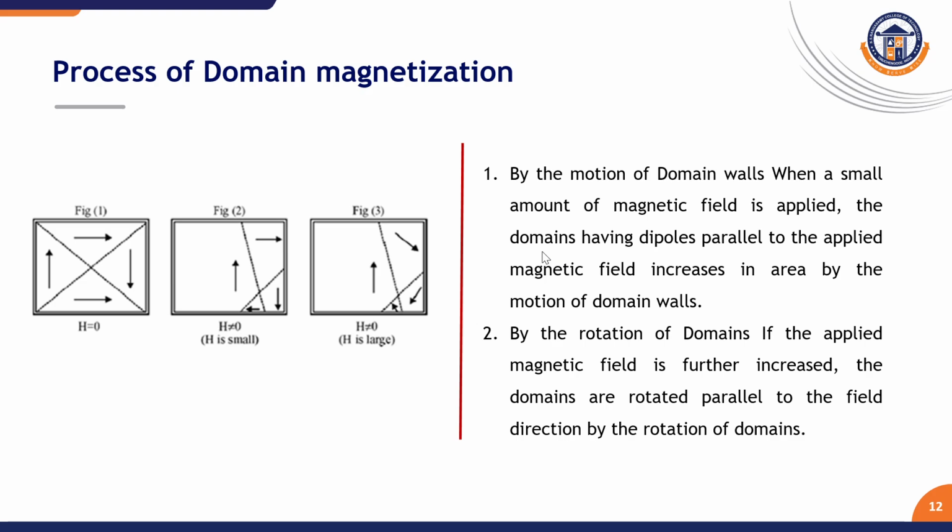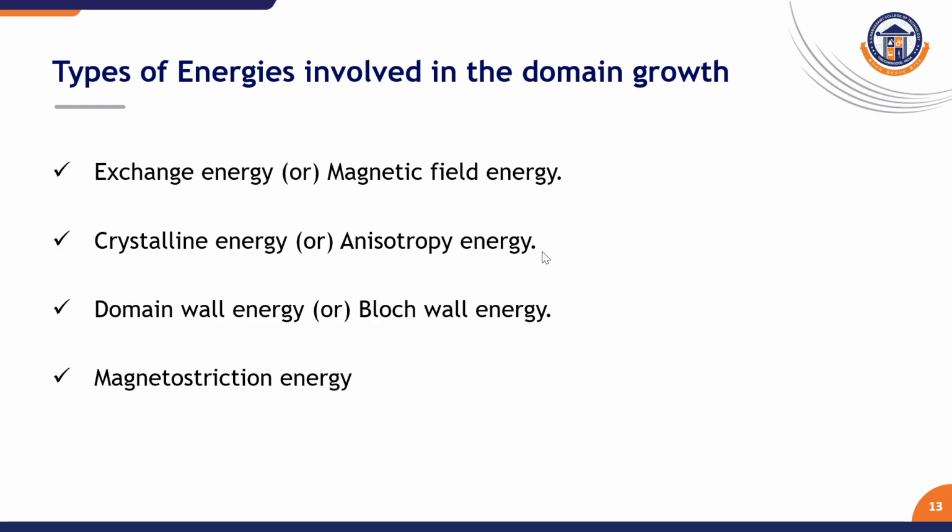When we apply a small external magnetic field, the magnetization is very low. But when applying a strong magnetic field, the magnetization is very high. So this is the process of domain magnetization.